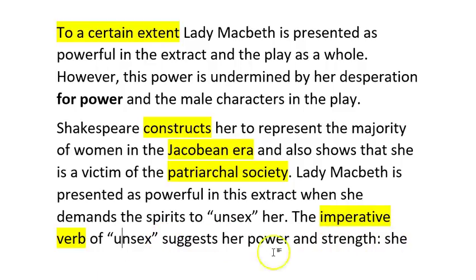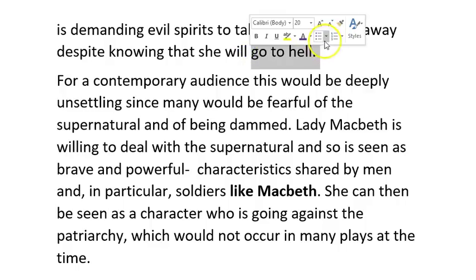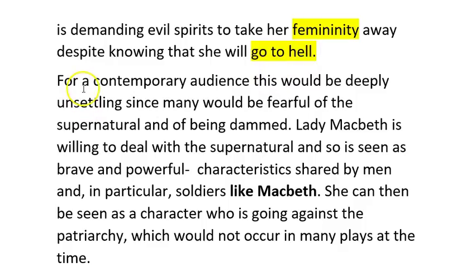"Suggests her power and strength. She is demanding evil spirits to take her femininity away, despite knowing that she will go to hell." So we've got terminology here, this idea of femininity being part of her construct, and then we've got context, knowing that she will go to hell for her desire to commit regicide here.